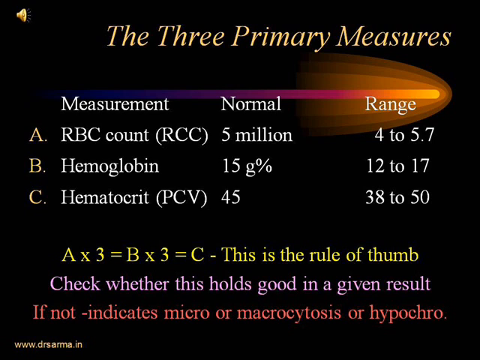If this relationship is not held in a given result, it indicates that the patient may be having microcytosis or macrocytosis or hypochromia. So, if a patient has got, let us say, RBC count of 3, we expect his hemoglobin to be 3 into 3, 9 grams, and his hematocrit to be 27, 9 into 3, 27. That relationship has to be looked into. Otherwise, we have to suspect that there is microcytosis or macrocytosis or hypochromia.